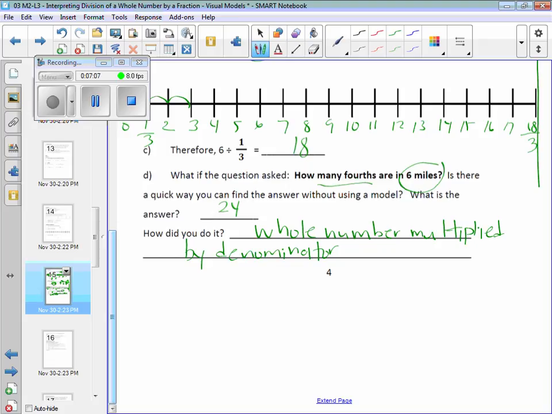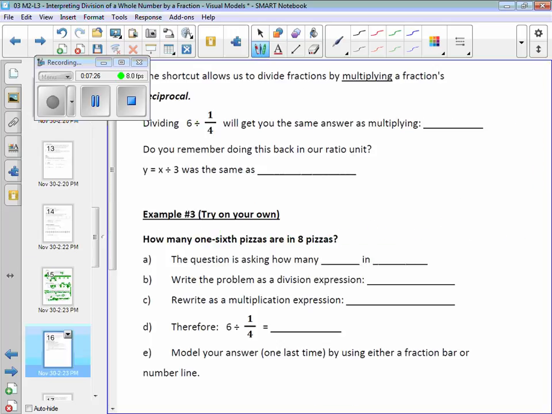In essence, what we're doing is keeping the first number, a whole number, and we're taking the second fraction and turning it upside down, which is called the reciprocal of that fraction. Okay? Which is what we're going to build on. So if we take this 6 divided by 1/4, what you're really doing is taking 6 times, and the reciprocal of 1/4 is very simply turn it upside down, and what do you get? 4/1.